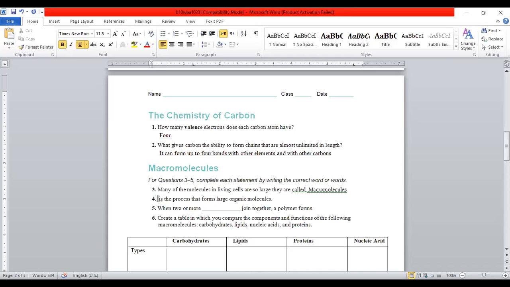Question number 4. Is the process that forms large organic molecules polypeptide? We are forming a polymer, so we call it polymerization. Great, thank you very much.